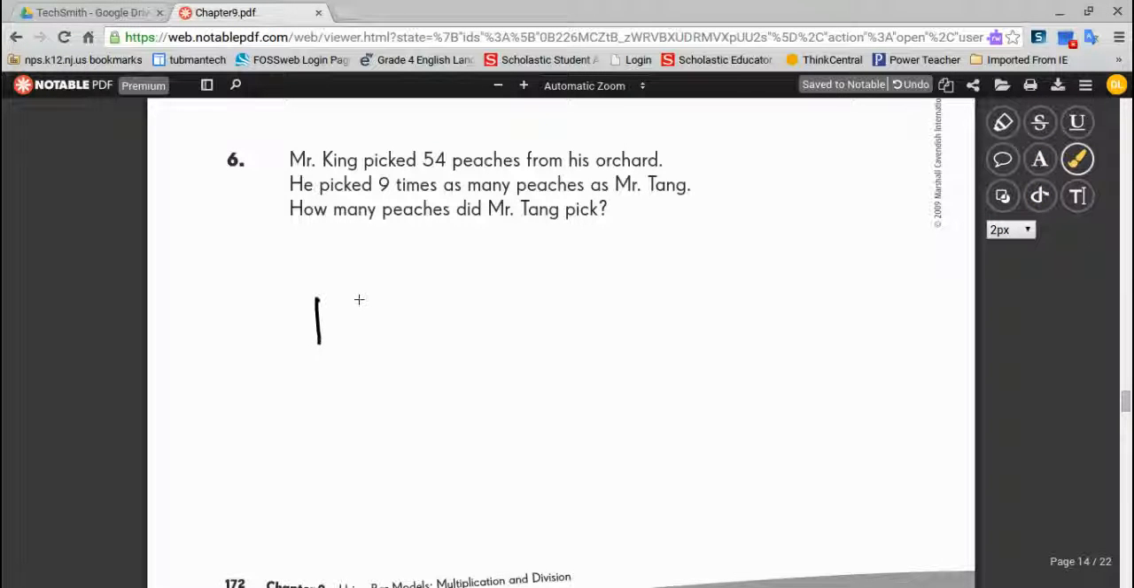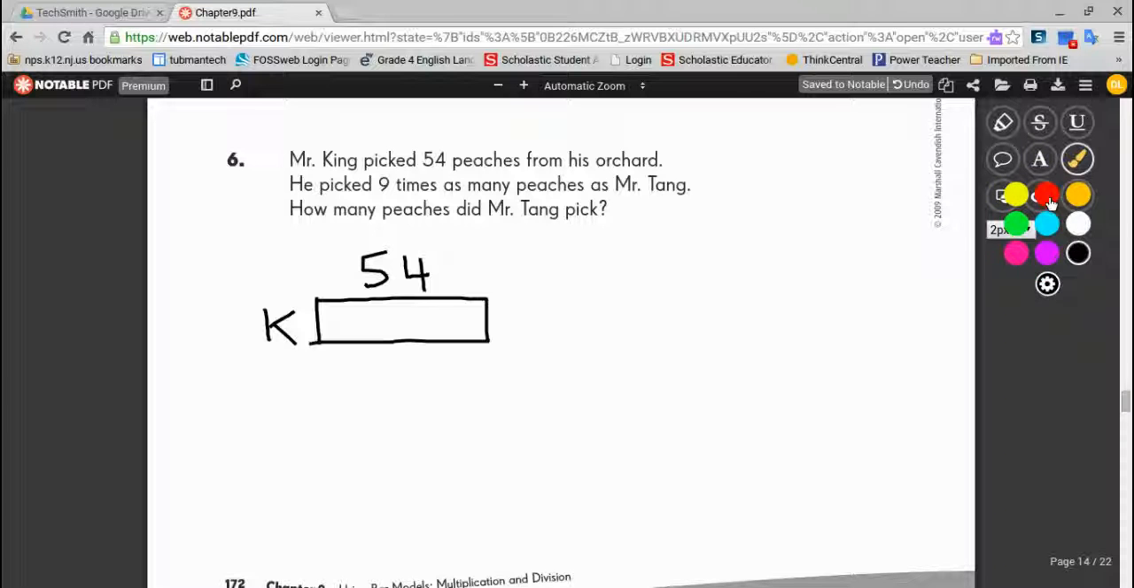Let's draw Mr. King, his 54 peaches from his orchard. I'm going to put a K there for King. And over here it says he picked 9 times as many peaches as Mr. Tang. So if Mr. Tang, put a T, he picked this much, that means Mr. King must have picked 9 times as many as Mr. Tang. So here I want to split my bar model into 9 spots.